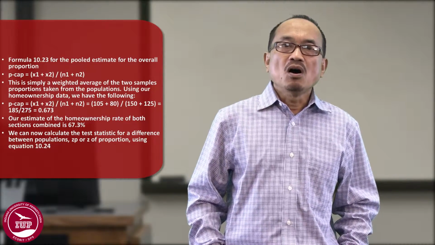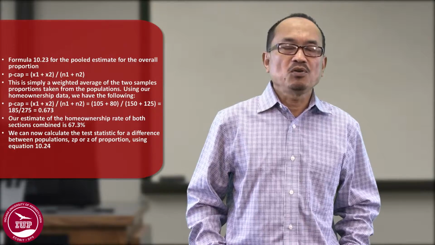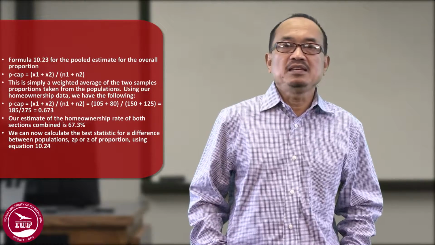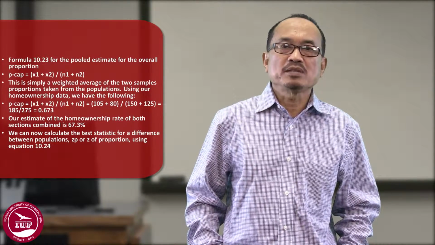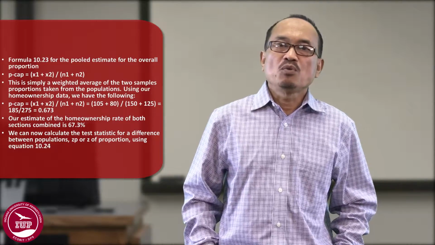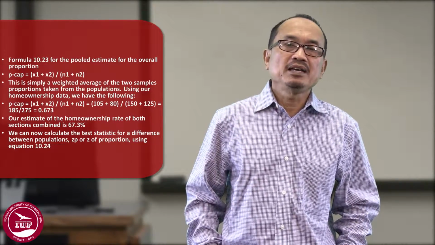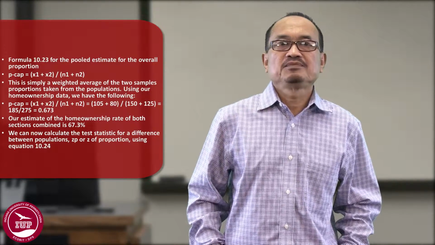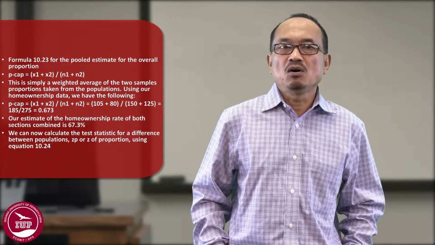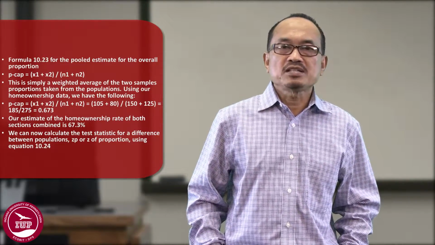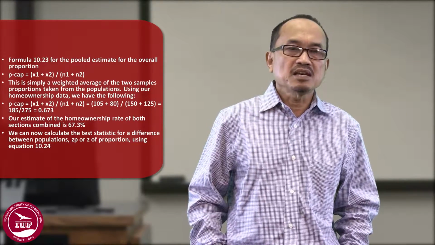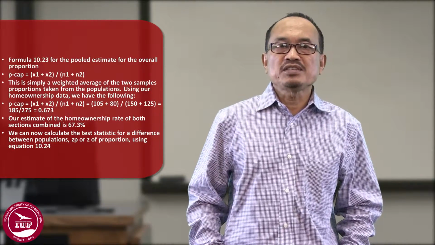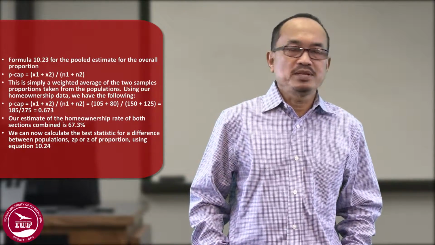Using our home ownership data, we have the following. P cap is equal to 105 plus 80 divided by 150 plus 125, equal to 185 divided by 275, equal to 0.673. So our estimate of the home ownership rate of both sections combined is 67.3%.